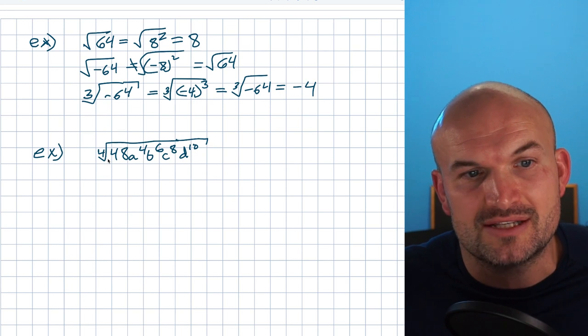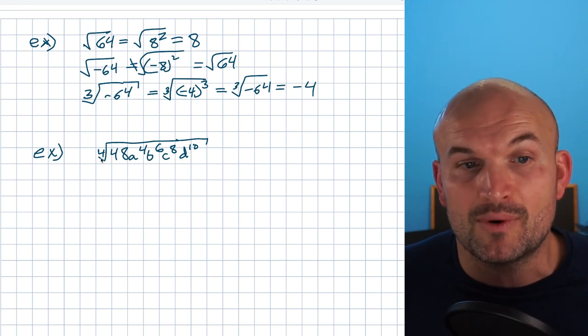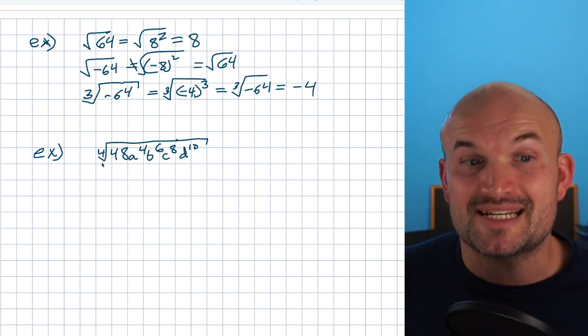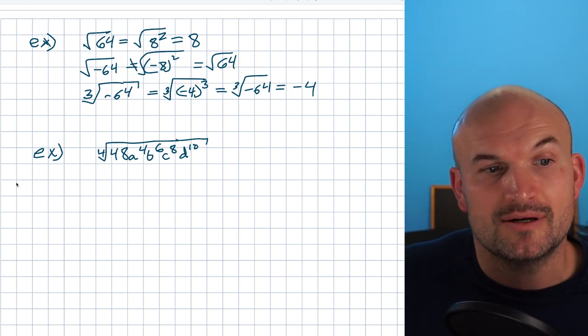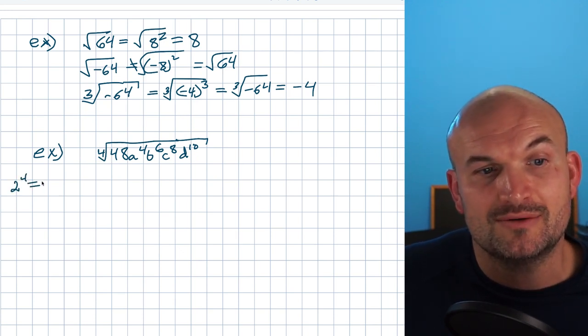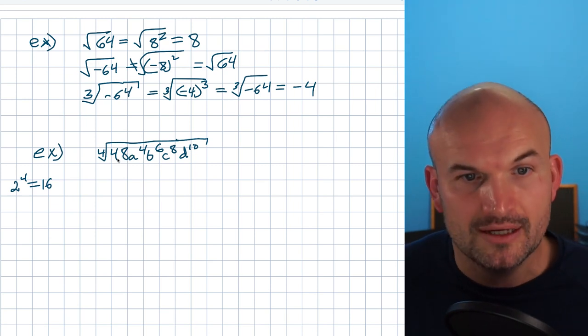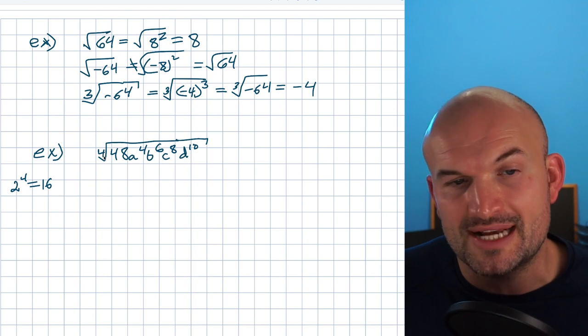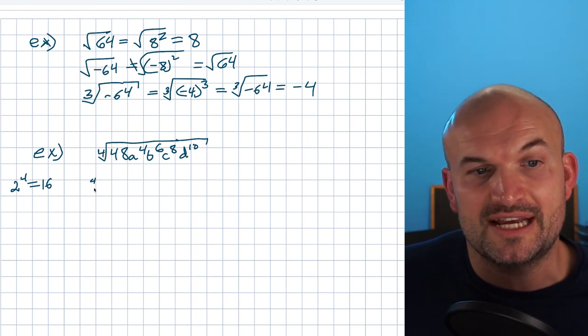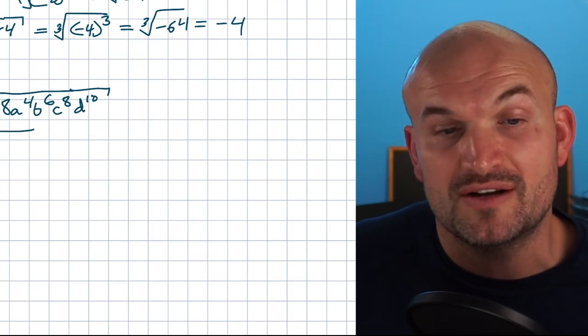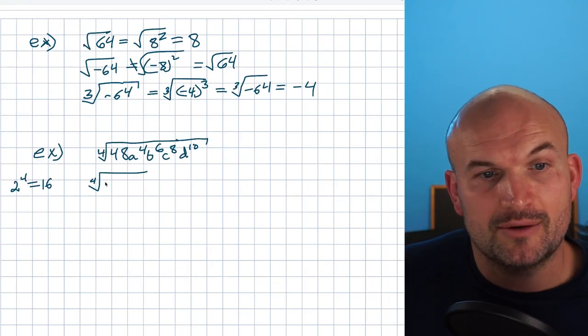And you can see here that the smallest quartic number that I'm aware of, besides 1, obviously, is going to be 16. And that's going to be 2 raised to the fourth power. So 2 raised to the fourth power is equal to 16. Now 16 is divisible into 48. So my whole goal here is to rewrite my number as a product of 16, because I can take the fourth root of 16, which is 2 to the fourth. So that'll be a 16.